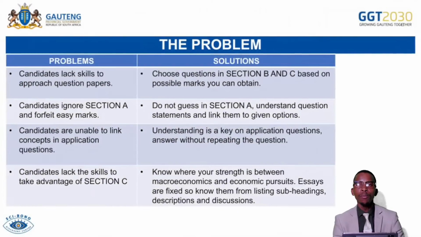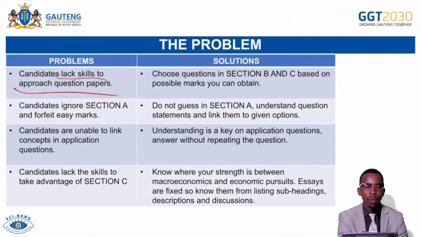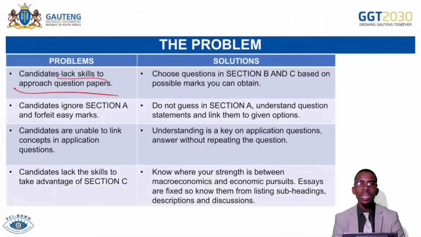So we have a problem. So the question is, what is the problem with economics? Why are candidates not achieving the way we expect them to achieve? Why are they not doing what we expect them to do? As we put more effort, we do everything possible for them to achieve. You have one problem as candidates. You lack skill to approach the question paper, which will be provided to you. We are not having enough skills.